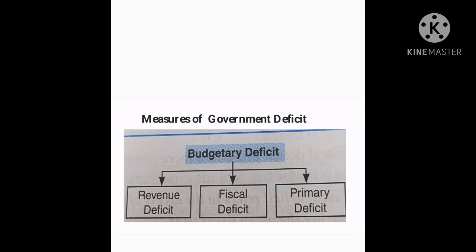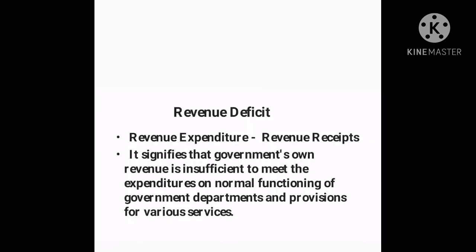Now, measures of government deficit, budgetary deficit. There are three measures of government deficit. First is revenue deficit, second is fiscal deficit, and the third is primary deficit. Now, in the upcoming slides, we will read these three types of budgetary deficit. Okay, students? First, revenue deficit.